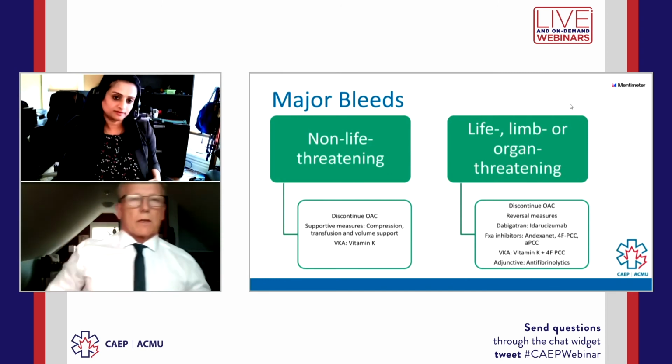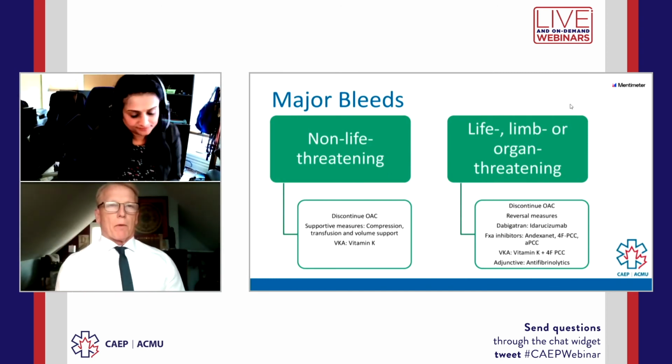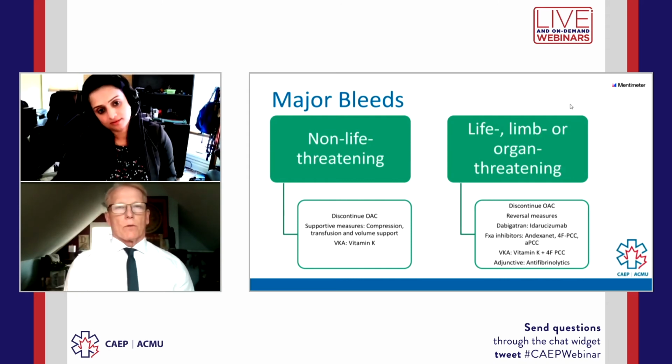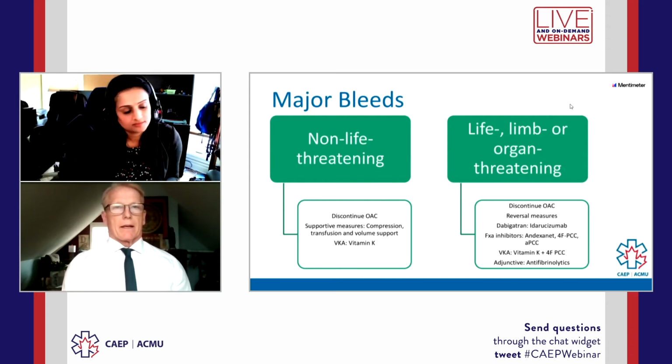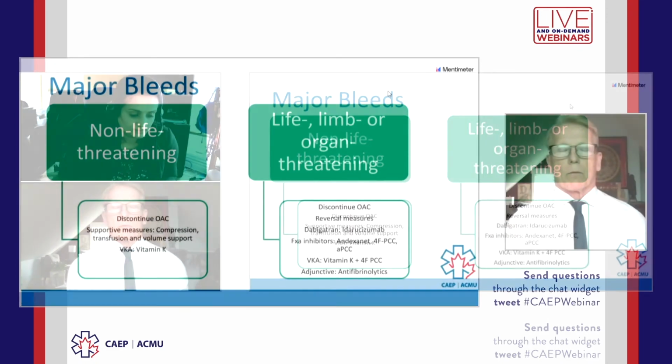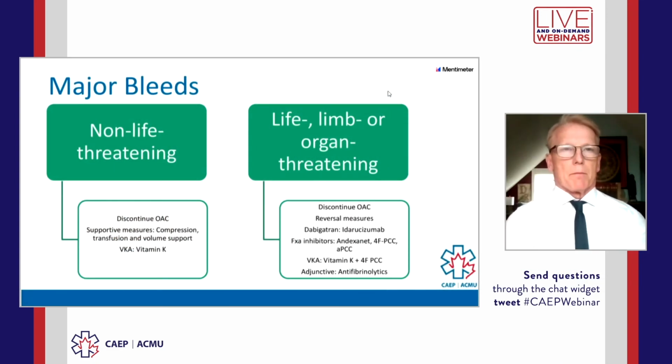I mean, this is just a reiteration of what we were talking about previously. You're going to look at your bleeds, and there are many ways you can dichotomize them, but in the emergency department we basically look at them as non-life-threatening, your epistaxis and nuisance bleeds, and then the more serious ones, the life, limb, or organ-threatening bleeds, in which case you're going to be more aggressive in your treatment.